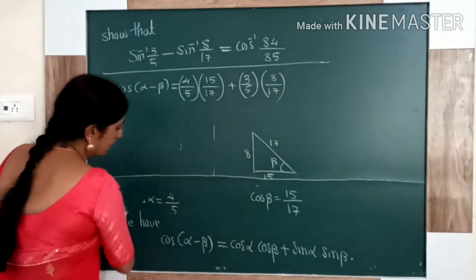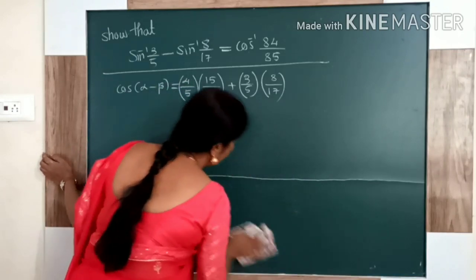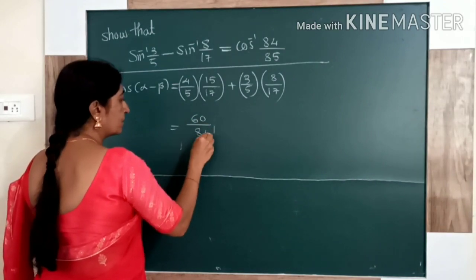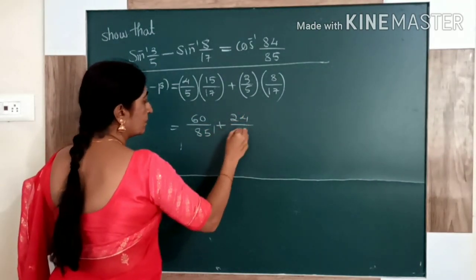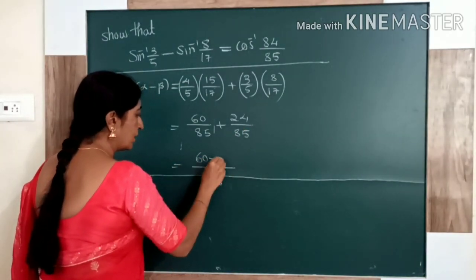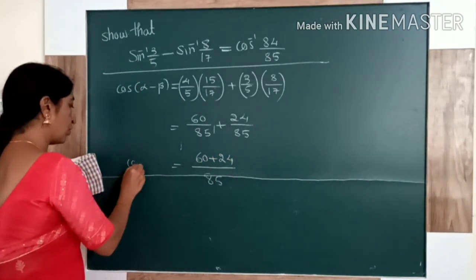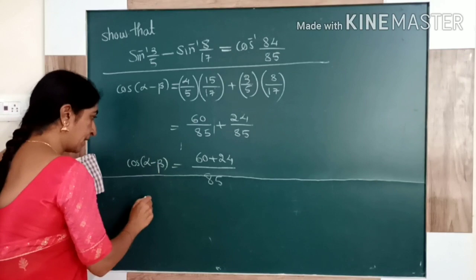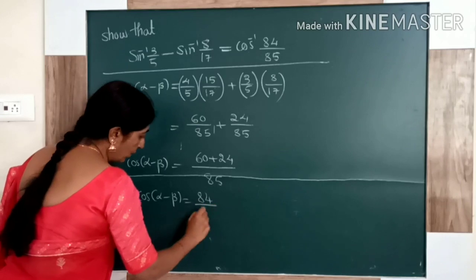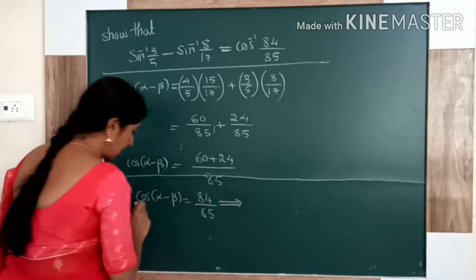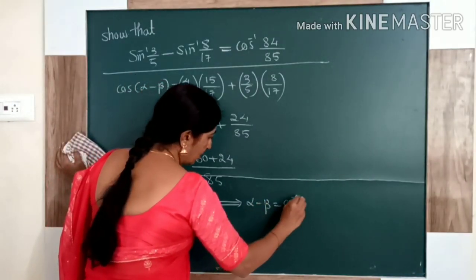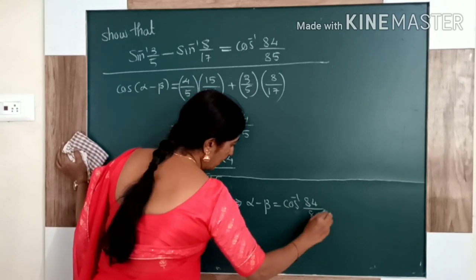And next is as usual simple addition, taking the LCM and adding the terms. Here first multiply. See that. After that take the LCM, which is 85, and 60 plus 24. This is cos of alpha minus beta. So cos of alpha minus beta is equal to 84 upon 85. This implies, taking only the cos part on that side, alpha minus beta is cos inverse of 84 by 85.